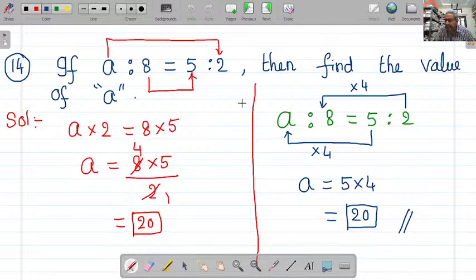So welcome to the arithmetic classes. In the last session we completed the 14 problems. Now we shall continue from problem 15 onwards.